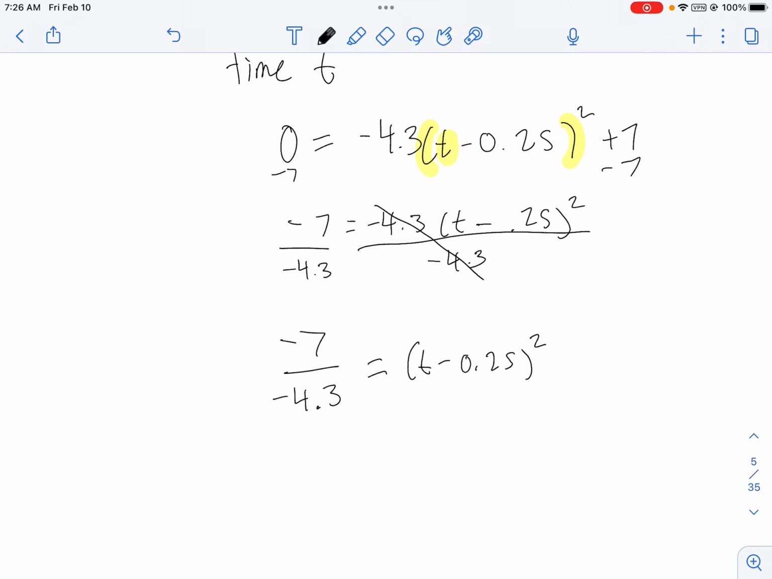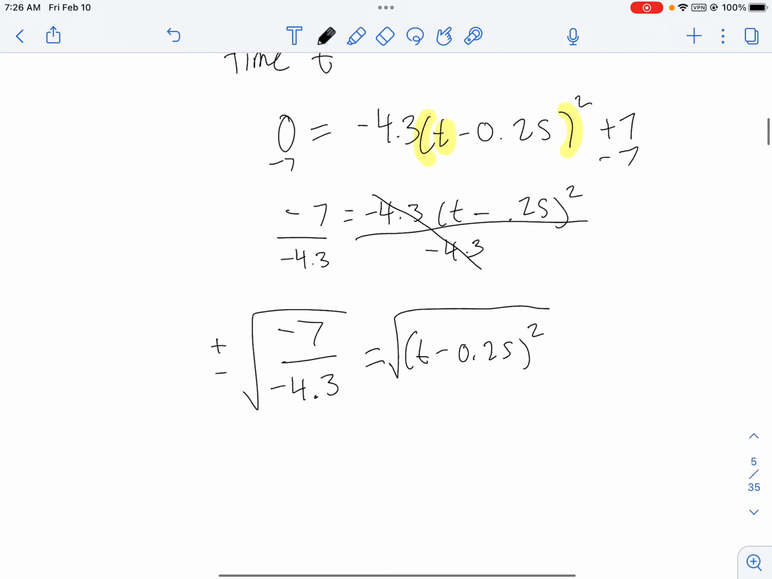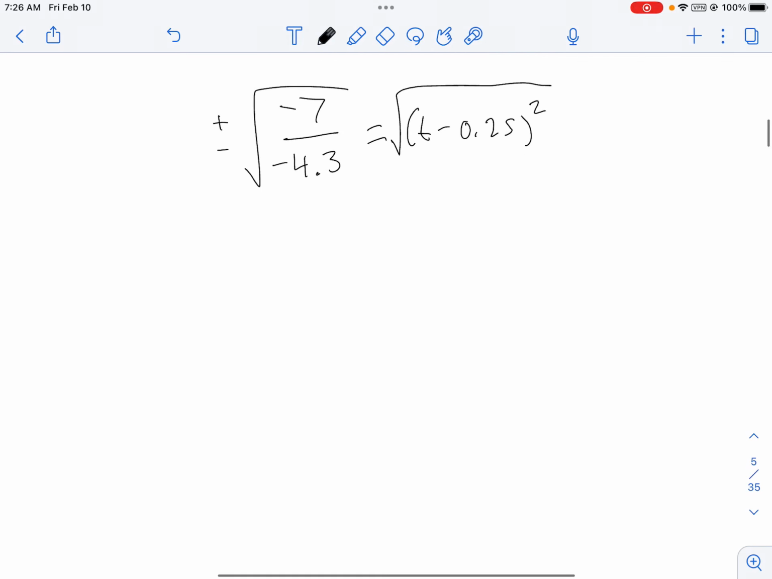Now to undo the square, we do what we call a square root, and we do it to both sides. As soon as we do, we have something called plus and minus. That means you just have two solutions, one positive, one negative. Keep in mind that for our particular answer, the negative is likely not going to make any sense. We'll keep it there for now. When we put it in the calculator, we'll find out what happens.